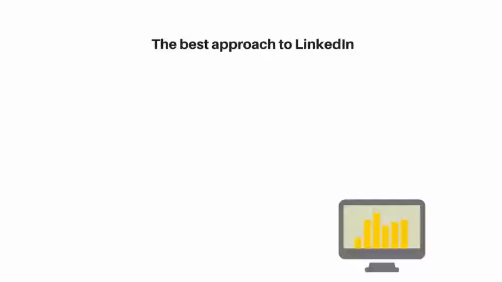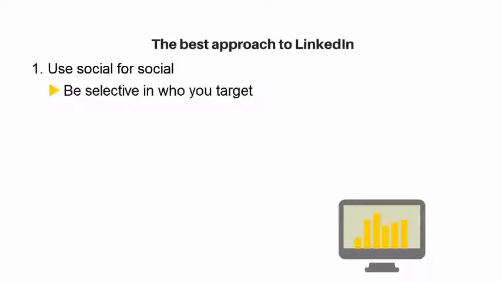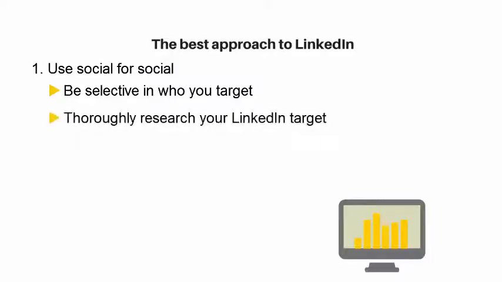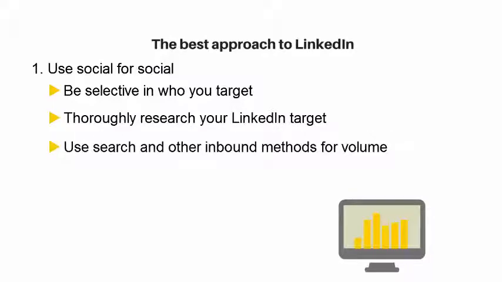So, my core conclusions today: use social for social, not for spam. Reach out selectively. So of those targets or those leads that you found, who do you most want to target? And when you answer that question, research them carefully, thoroughly, and be social. Use search and other inbound methods for your volume.